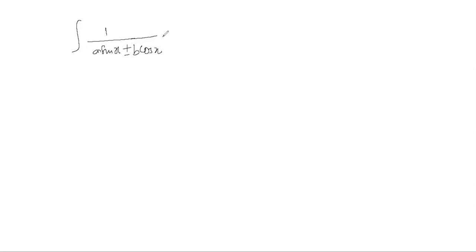In today's lecture, we will study how to find integration of the form 1 upon a sin x plus minus b cos x, or a cos x plus minus b sin x, which resides in the denominator. If this resided in the numerator, there would be no problem. We would just separate out each term, use the standard formulas, and find the integration.